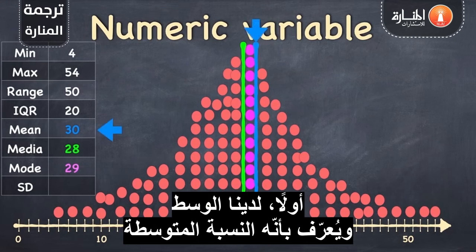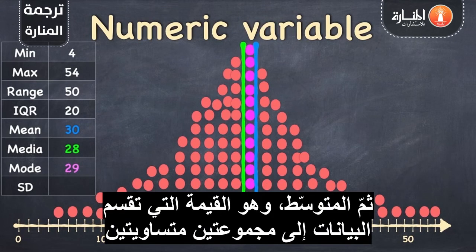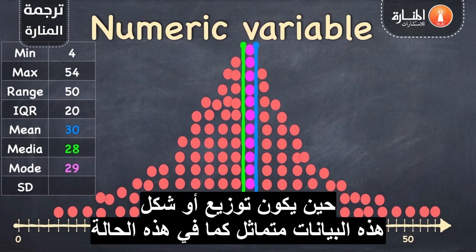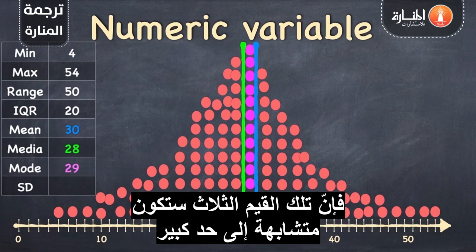First of all, we've got the mean. The mean is the average. Then we've got the median, and the median is the value that splits all of the data into 2 equal groups. And then of course we've got the mode, which is the most common value. Now where the distribution or the shape of this data is pretty symmetrical, as in this case, then those 3 values will be pretty much the same.